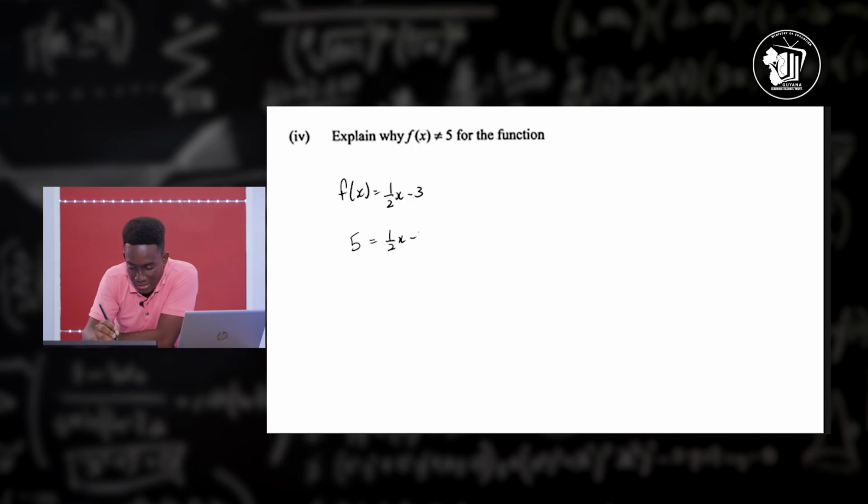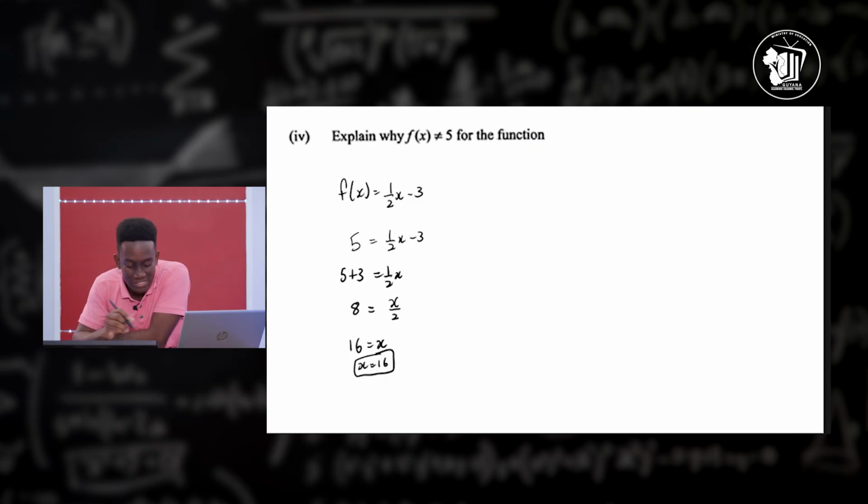half x minus 3. So if we work this out, this 3 is subtracted, we take it over and add, so we'll have 5 plus 3 is equal to half x. So 5 plus 3 is 8, is equal to half x, which is the same as x over 2. So this 2 is a divisor, and when we take it over, it multiplies, so we'll have 8 times 2, which will be 16, is equal to x. x is equal to 16.